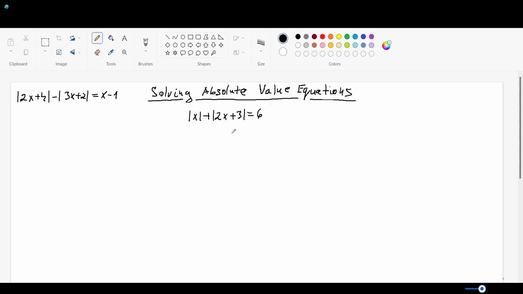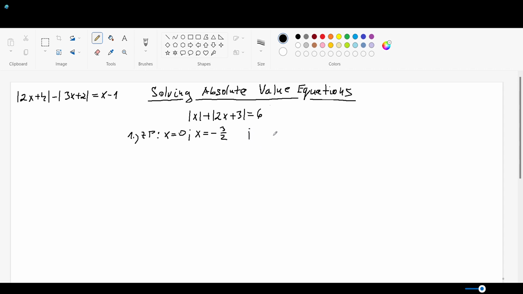Now, as you know from my previous videos, the first step you do, you look for the key points or 0 points, which means this is basically the x coordinate of the graph of each absolute value function. So our first 0 point is x equals 0, and the second one is x equals, if you can calculate it in your head, you can very easily see that x must be equal to negative 3 over 2.